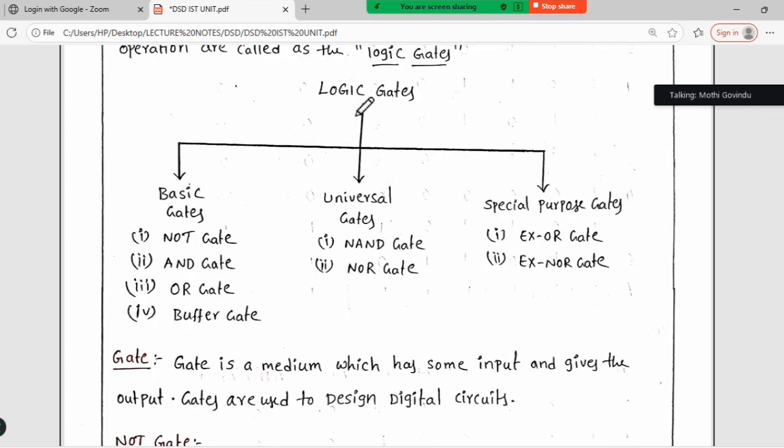Basically, logic gates are classified into three categories: basic gates, universal gates, and special gates. Basic gates are divided into four types: NOT gate, AND gate, OR gate, and buffer gate. Coming to the universal gates, NAND gate and NOR gate are the universal gates. They are called universal gates because by using these gates we can design all other gates. The third classification is special purpose gates: XOR gate and XNOR gate. We'll discuss them one by one.